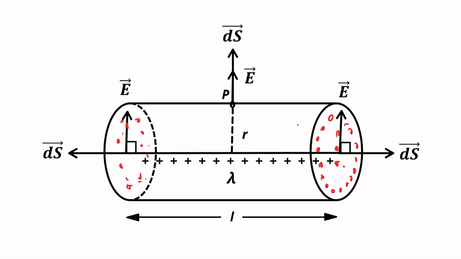This is the electric field direction. Here also, the ds vector is at 90 degrees. Here also it is 90 degrees. For this also it is 90 degrees, because the electric field will also be in this direction, downwards, like this electric field line. Like this, for all the points on the end caps, the angle will be 90 degrees.